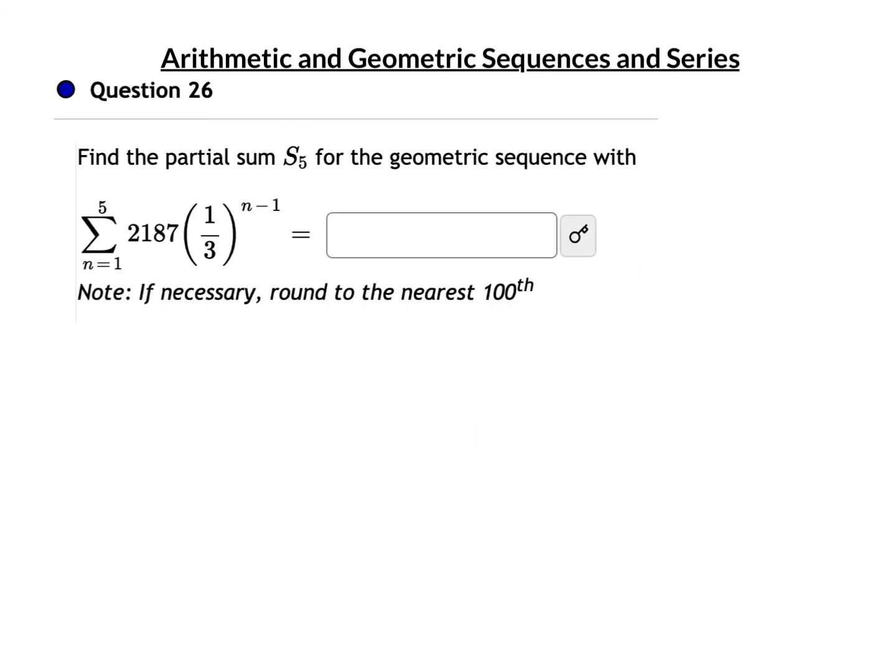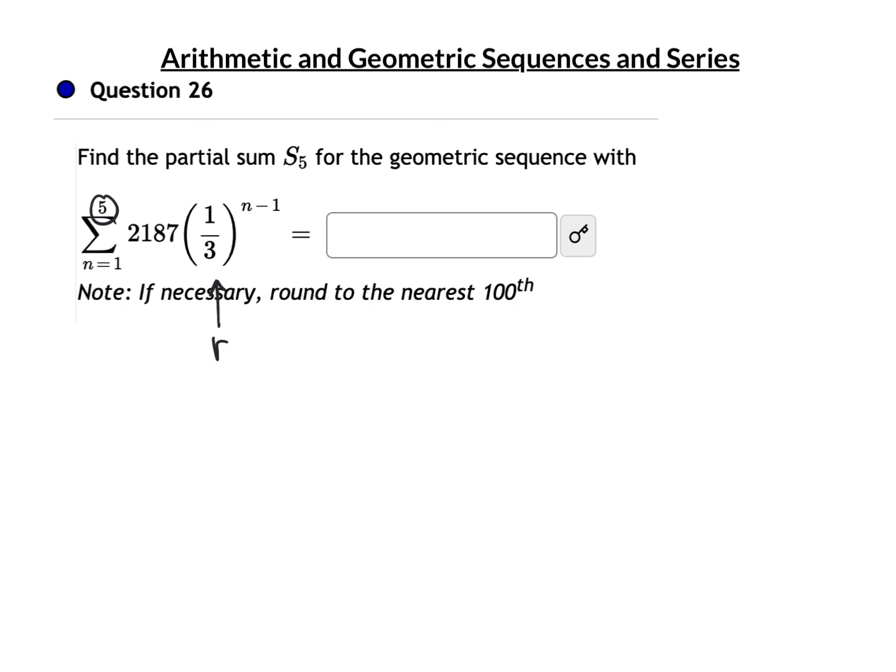Question 26. Here we're going to find the partial sum, S sub 5, for this summation. Notice we're multiplying by 1/3. That's actually the common ratio, which we're now calling R. Every time we move forward, we multiply by 1/3. And this is a summation. We'll be adding a bunch of numbers together. There will be 5 of them, in fact.